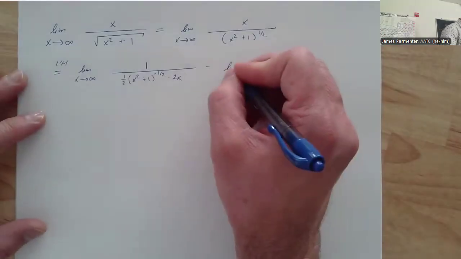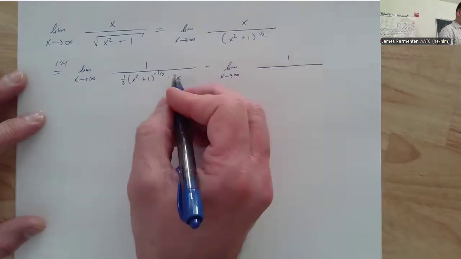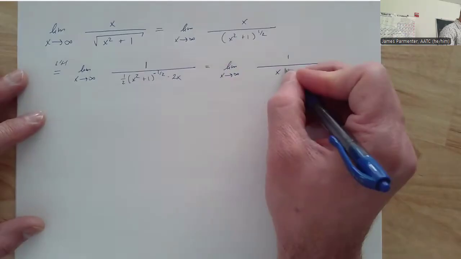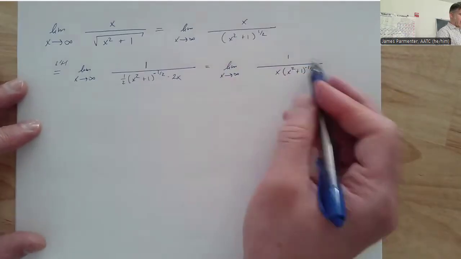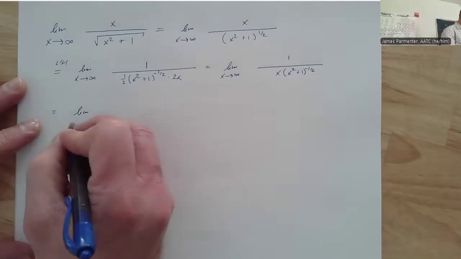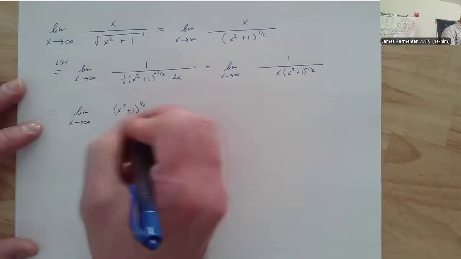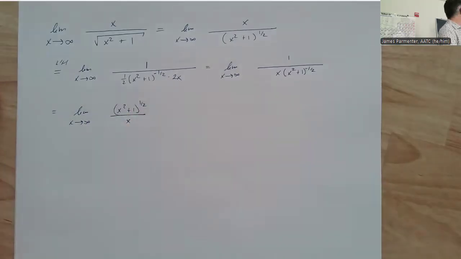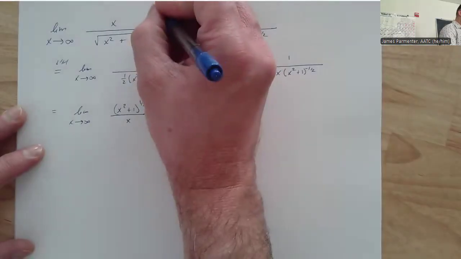We've got the limit as x goes to infinity of 1 on top. The 2's cancel. I have x times (x squared plus 1) to the negative 1/2. Or if I bring this up to the top, I have the limit as x goes to infinity of (x squared plus 1) to the 1/2 power over x. That's kind of weird. It looks like my bottom and my top just switch places. It's still infinity over infinity. So I guess we do it again.